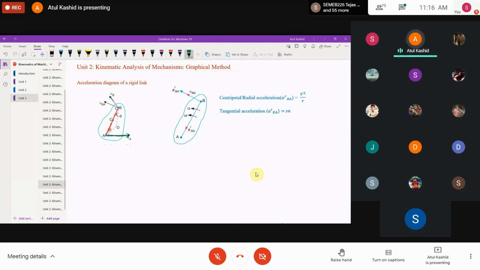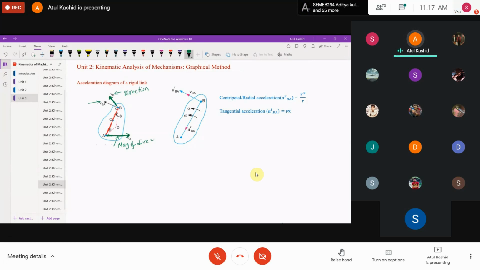Similarly, the direction of the absolute velocity of B is also given, right? So what we know now, we'll assume that for point A we know the magnitude and direction. Both things are known. But for point B, absolute velocity of point B, we know the direction only. We don't know the magnitude.